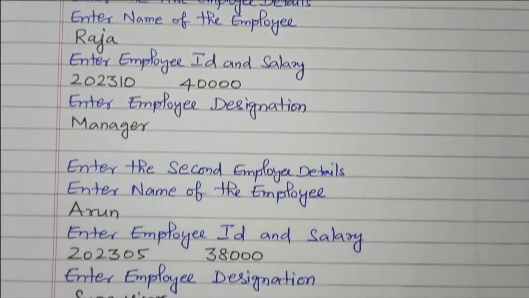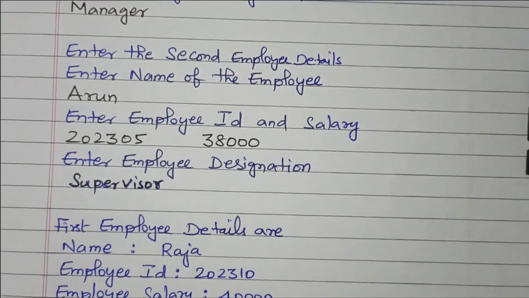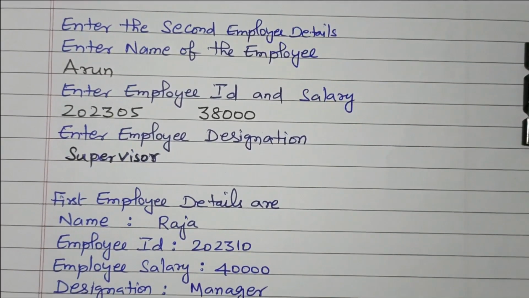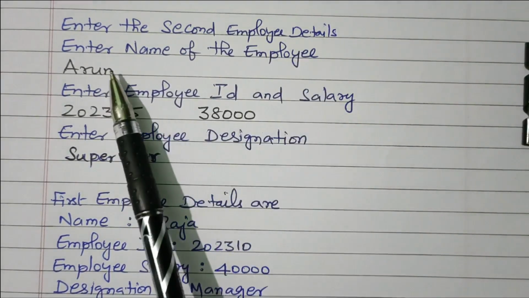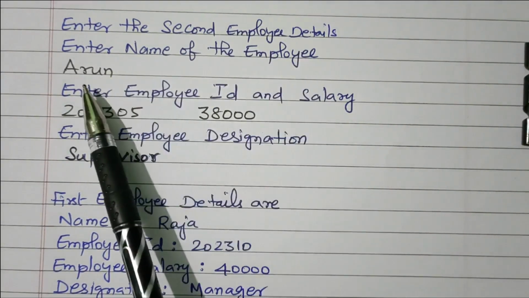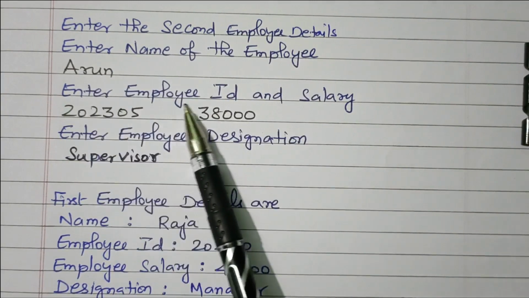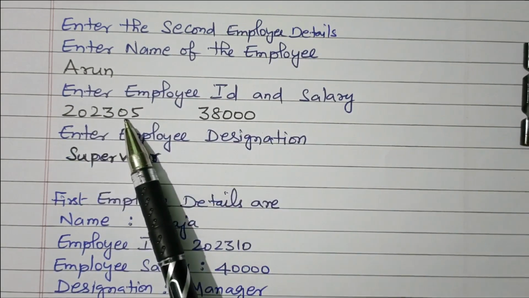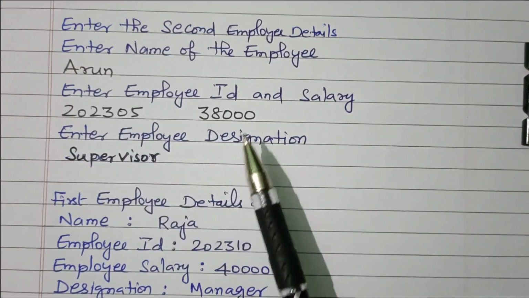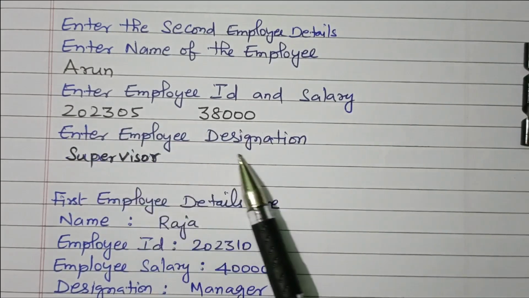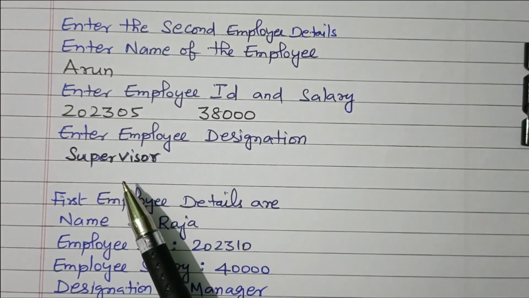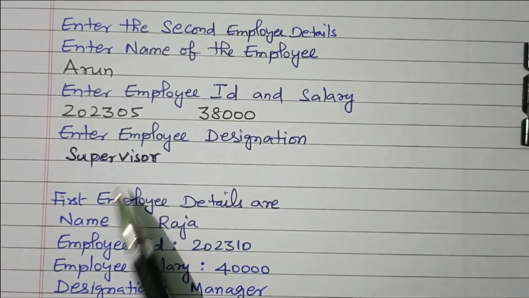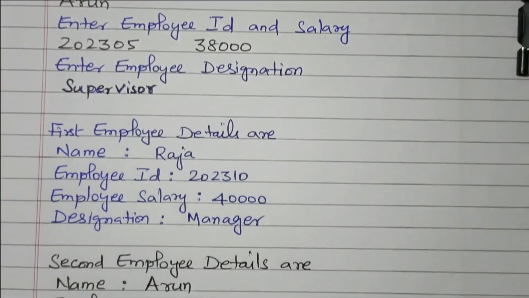Similarly, now we need to get the second employee details. Enter second employee details. Enter the name of the employee: Arun. Enter employee ID and salary: 202305, and 38,000 is the salary. Enter employee designation: supervisor. Right, so the second employee details are also entered. Now we'll see how the output is printed.